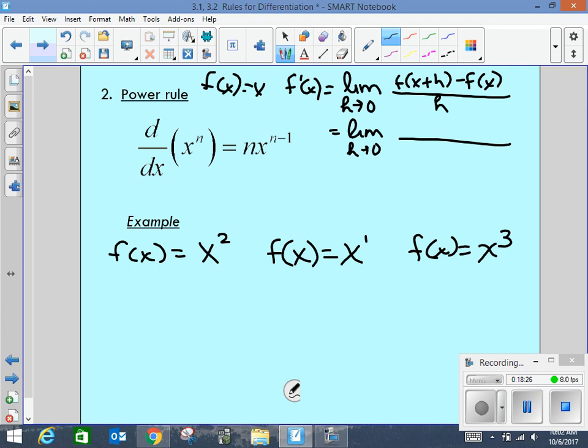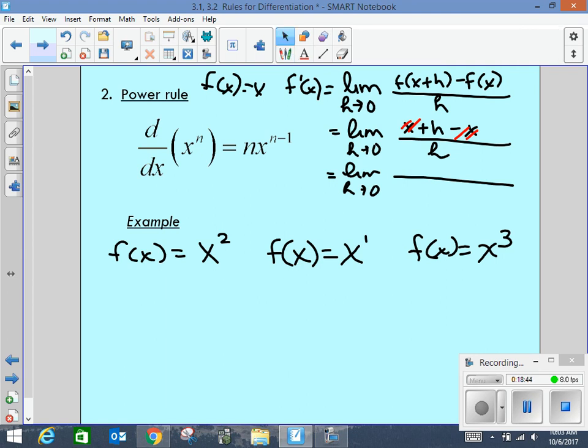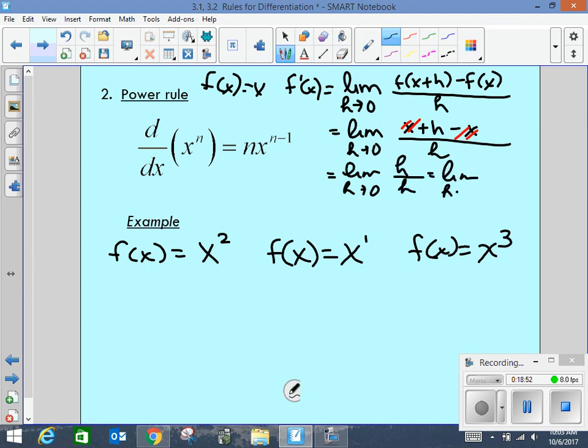X plus h. Good. And what's f of x? X. Okay. Again, that was the simplest of the 3. What's x plus h minus x? We get, simplified, h over h. We need that long line here. What's h over h? 1. So as h approaches 0, 1, what is the answer?